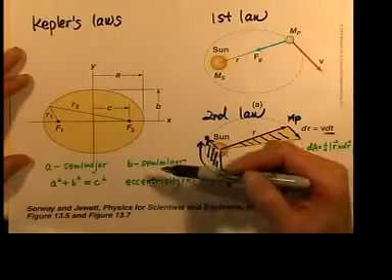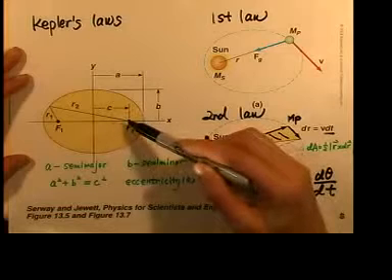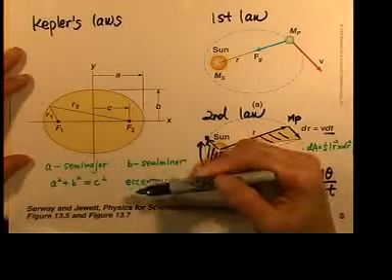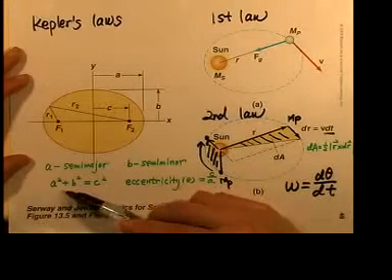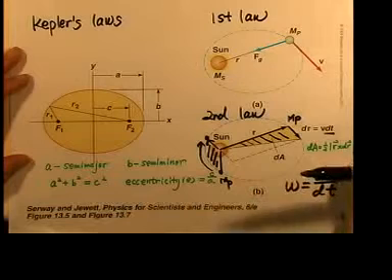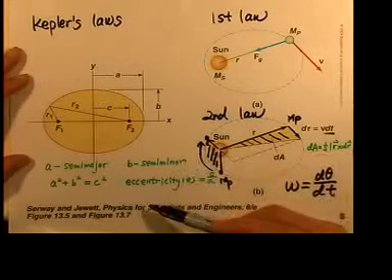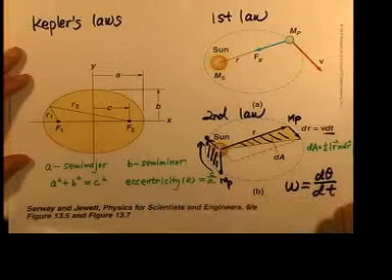And the relationship between a, b, and c: what is c? c is the distance from one focus to the center of this orbit. That is c. The relationship between a, b, c is a squared plus c squared equals... a squared equals b squared plus c squared. And this c has special meaning. We define c over a as the eccentricity.